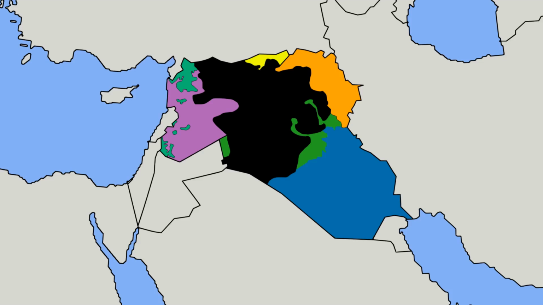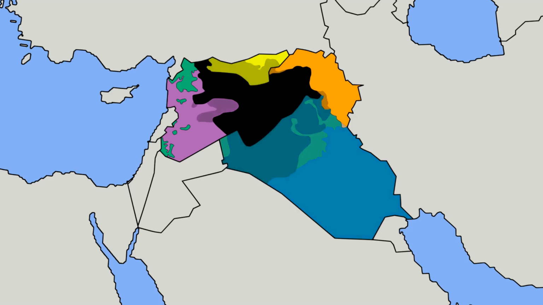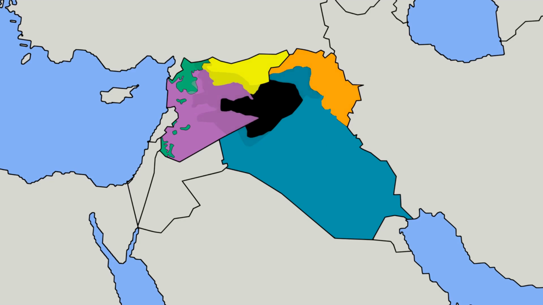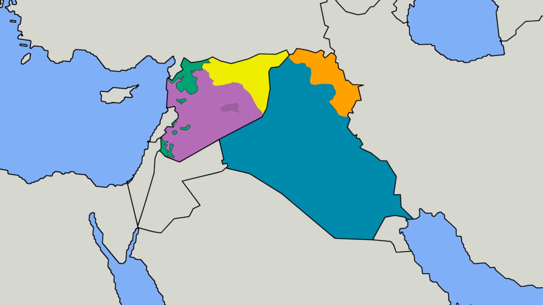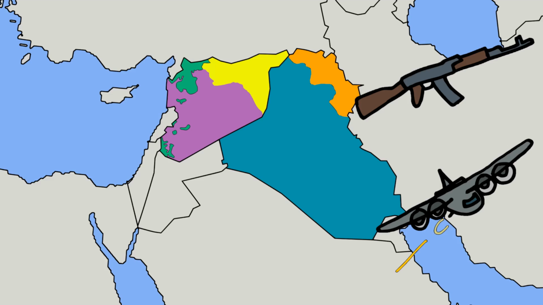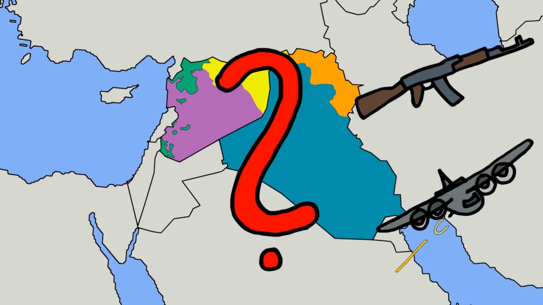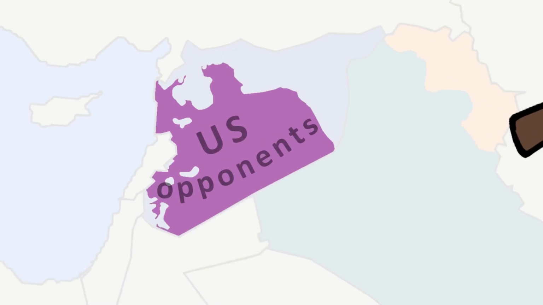The strategy worked. Although it took several years, the local forces went on an offensive, pushed the Islamic State back, and took over all of its territory. And the US Army gave them only mostly indirect support. But you know who got more than just indirect support? The US opponents in Syria.